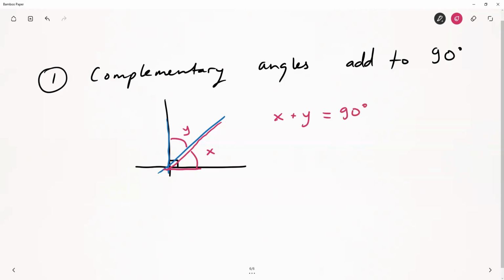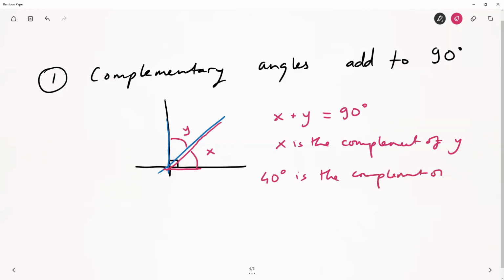So here we say that X is the complement of Y. An example is, if X is 40 degrees, the complement of it will be 50. Or you can find another example, 30 is the complement of 60, and so on. Okay, so that's the first property that you need to know, complementary angles. What are they? They make 90 degrees.